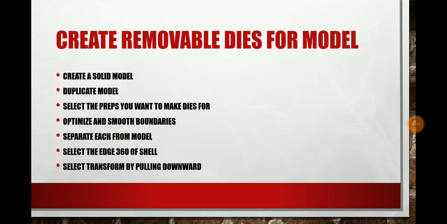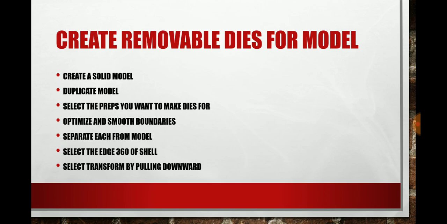So when we do this, we create removable dyes for models. We create a solid model, we duplicate that model, and then we select the preps that you want to make dyes for. And then we optimize and smooth the boundaries. We separate each dye from the model, and then we select the edges, more or less like a 360-degree kind of selection around that shell.